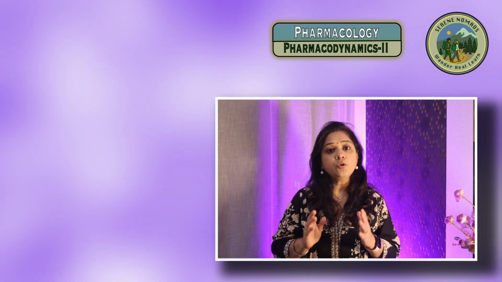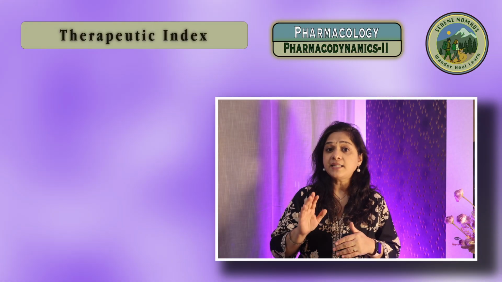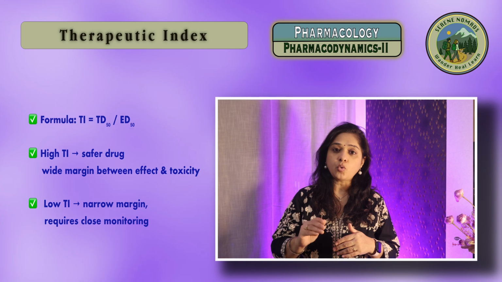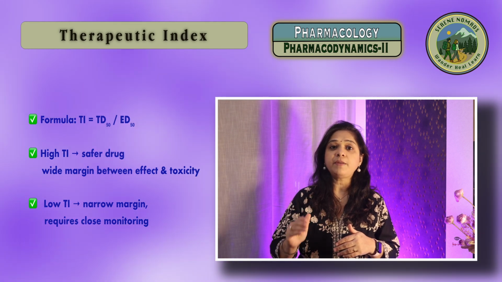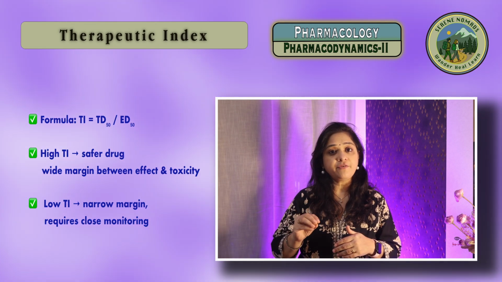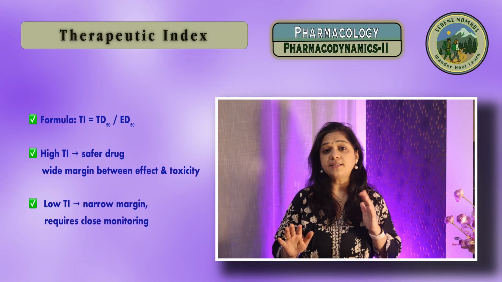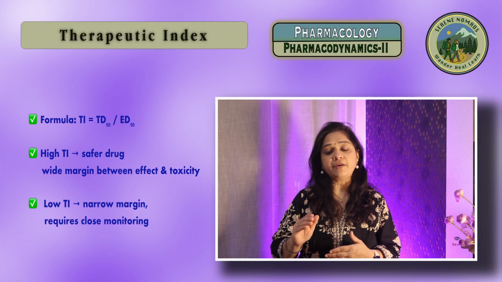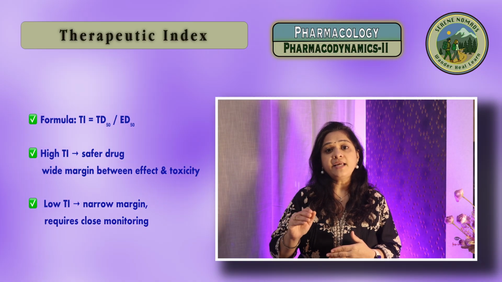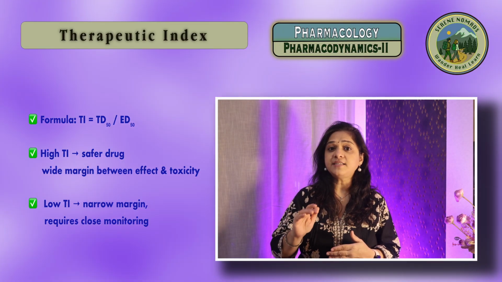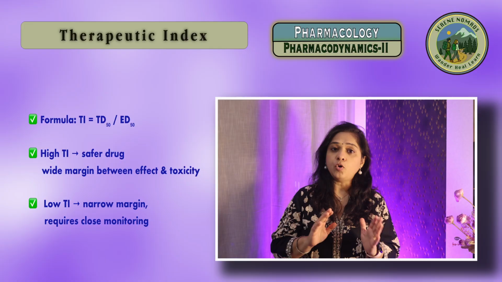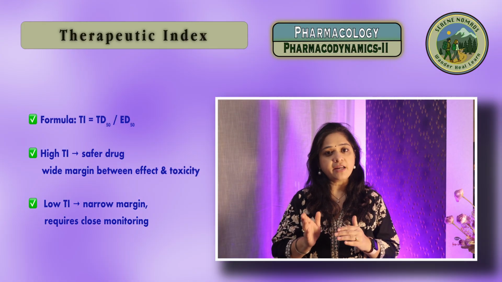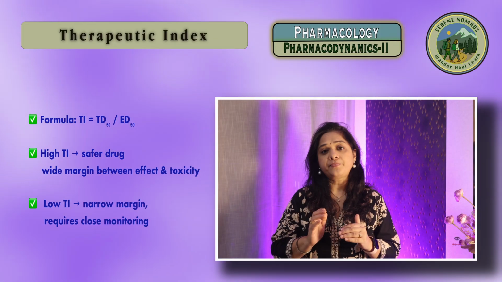Therapeutic index is a numerical value that expresses the safety margin of a drug. It is the ratio between the dose that causes toxicity in 50% of the population, that is TD50, and the dose that causes the desired effect in 50% of the population, that is ED50. A higher therapeutic index means the drug is relatively safe. A low TI means a narrow margin between the benefit and harm, requiring close monitoring.